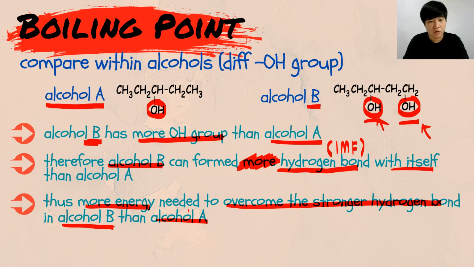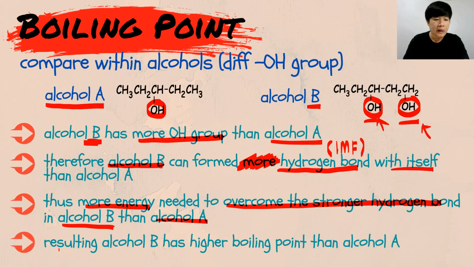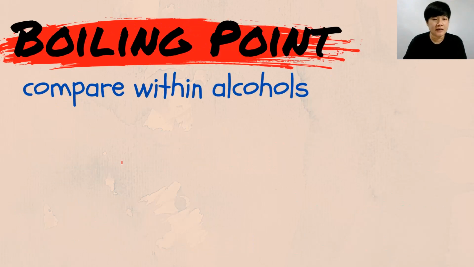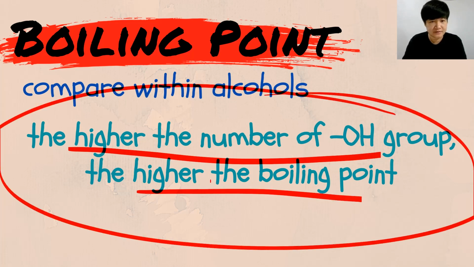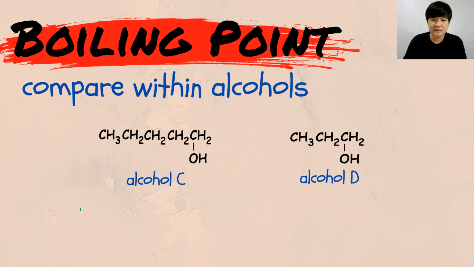When you need more energy, straight away, your alcohol B will have a higher boiling point than alcohol A. Simple and straightforward: the more the OH group, the higher the boiling point, because there is more hydrogen bonding. As a conclusion, the higher the number of OH groups, the higher the boiling point. Remember this. Okay? Next example: you have your alcohol C over here and your alcohol D over here.